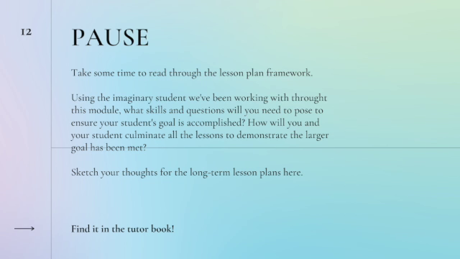I know this is working kind of backward from the way you'd be doing it here, but try to imagine a long-term goal that your lesson plan can play a role in achieving. What other skills and questions will you need to pose to ensure that goal is accomplished? How will you and your student culminate all the lessons to demonstrate the larger goal has been met? Pause this video now to sketch your thoughts for this long-term goal into your plan.